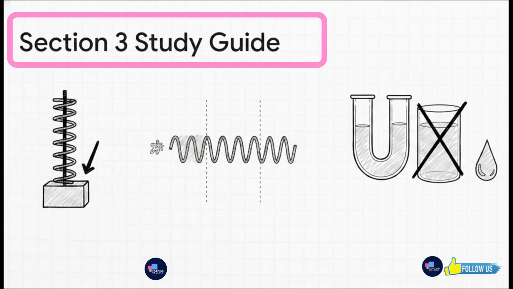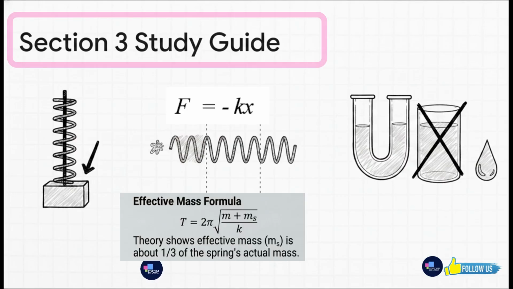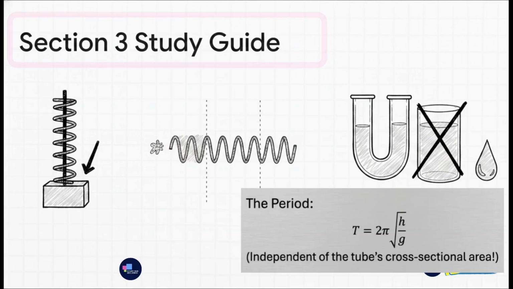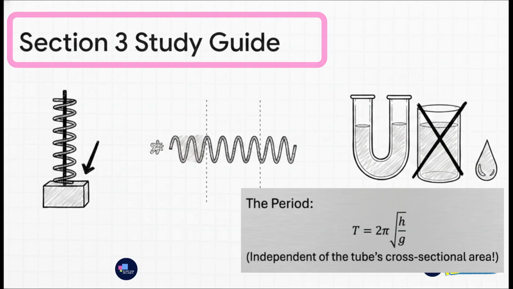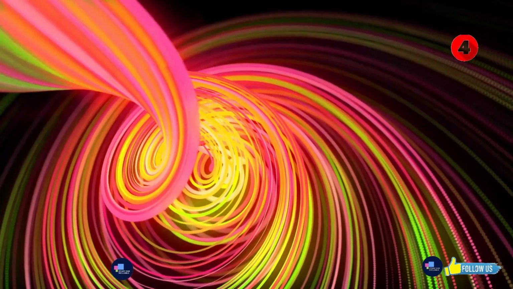Take a quick moment to capture this Section 3 study guide. For vertical springs, equilibrium shifts but the restoring force is still minus Kx. The effective spring mass in a real lab is 1/3 its actual mass. And for the U-tube, the final period is completely independent of both the tube's cross-sectional area and the liquid's density.